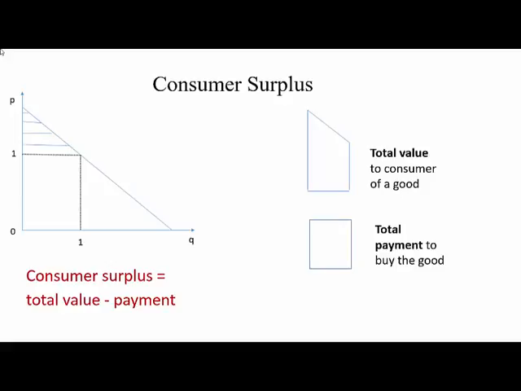The total value to a consumer of a good is the maximum amount of money that he or she is willing to pay. Suppose the market price of a good is $1. The total value to the consumer of 1 unit of the good is indicated by the trapezoid between the origin and the point at which Q equals 1. We calculate the amount of money that a consumer actually paid to the seller by multiplying the price of the good and the quantity demanded of the good. This area is indicated by the rectangle in the graph. So the difference between the total value and the actual payment is the consumer surplus, which is the shaded triangle in the graph.